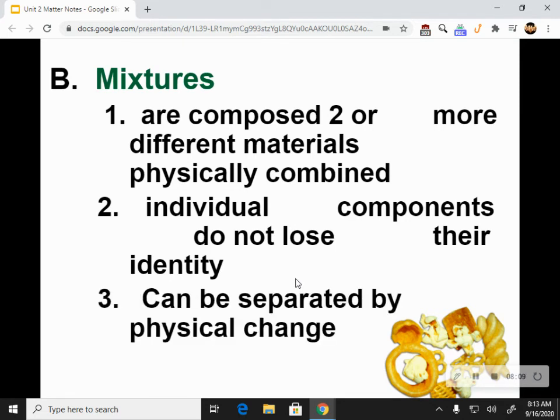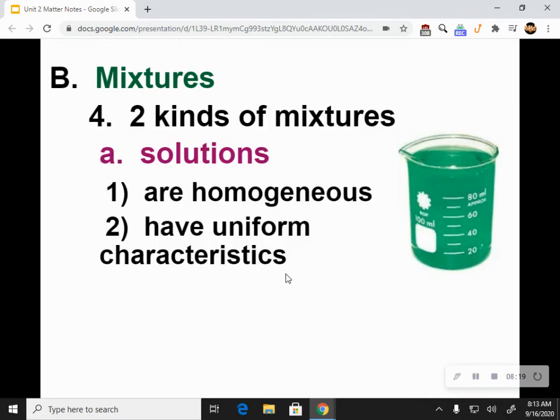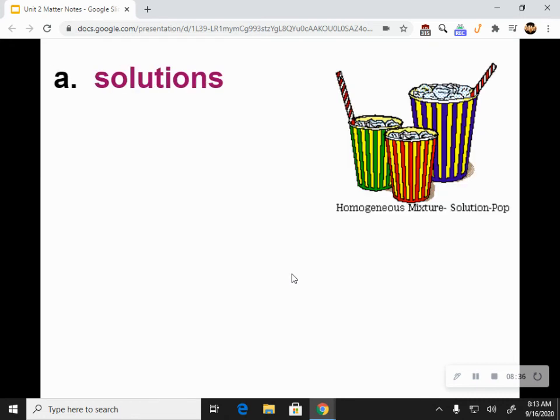Physically combined means they can be physically separated. So it is possible to filter out the sugars, the color, the carbon dioxide from a soda. So we have 2 kinds. We have solutions, which are homogeneous. Homogeneous meaning the same throughout. They have uniform characteristics. So a soda would be an example of that. A salt water, most of the time, would be an example of that as well.